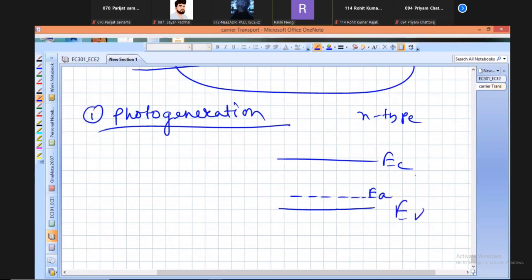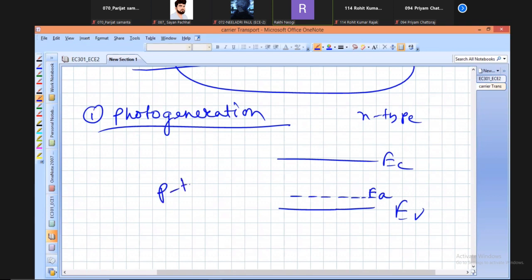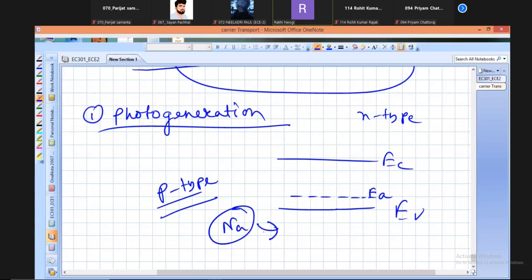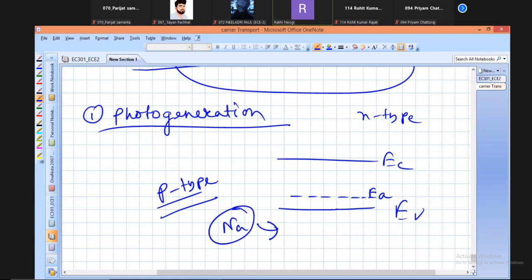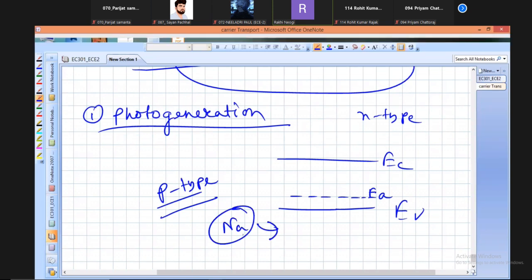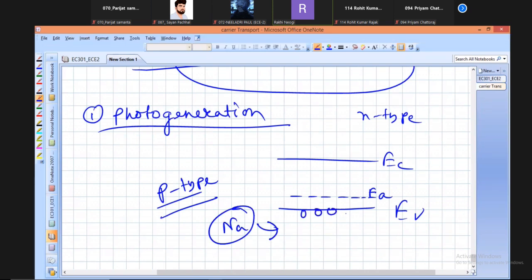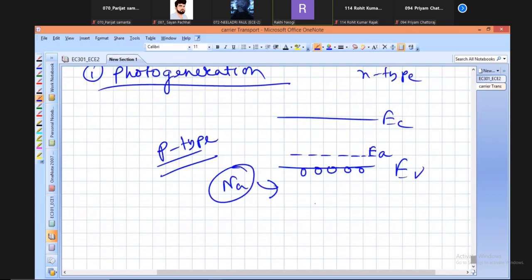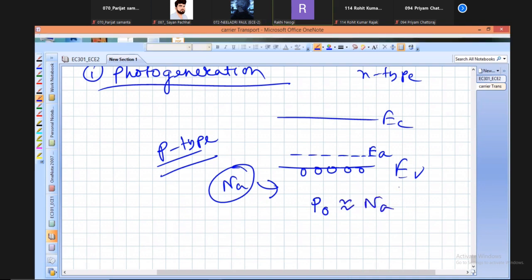Why am I considering only EC and EV? Suppose I consider a P-type semiconductor as you mentioned, acceptor energy levels are there, which are created due to Na addition. This Na is already fixed during the manufacturing time. Due to this addition of acceptor impurity atoms, a number of holes are situated there in the valence band. Under thermal equilibrium, considering complete ionization, I am able to say p0 equals Na. Fine? Yes. I am considering equilibrium.